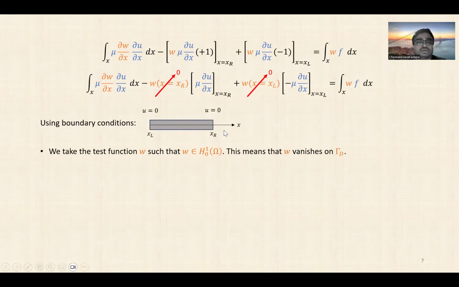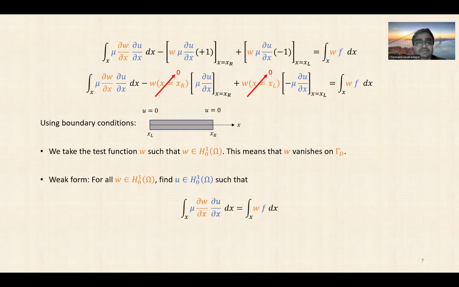Okay, so after applying the boundary conditions, we are left with only two terms, one term on the left side and one term on the right side. Now this is our weak form. So this weak form is stated like this: for all weight functions in H10 space, find u in H10 space such that this weak form is satisfied. Okay, so this is the weak form.